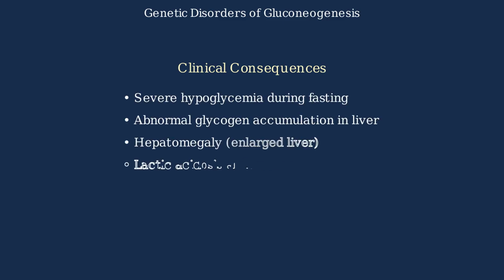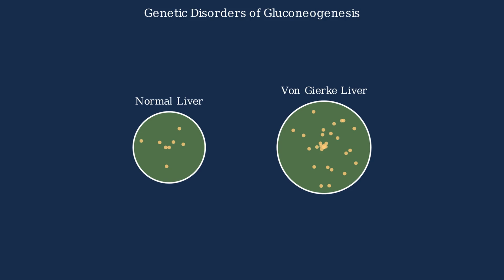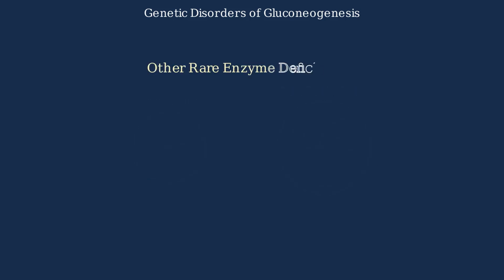Patients experience severe hypoglycemia during fasting periods as they cannot mobilize glucose from glycogen or create it through gluconeogenesis. Glycogen and glucose 6-phosphate accumulate in the liver, causing hepatomegaly, an enlarged liver that can be several times its normal size. Von Gierke disease is the most common, but other enzyme deficiencies in the gluconeogenesis pathway also cause significant metabolic disorders.